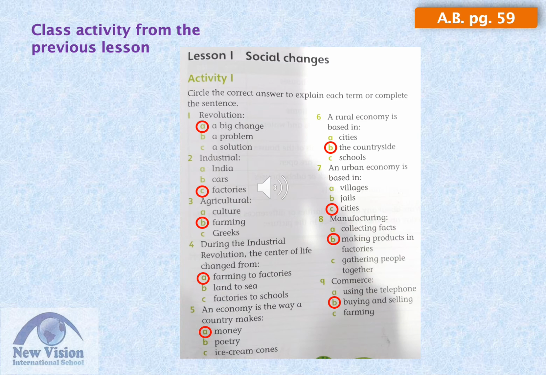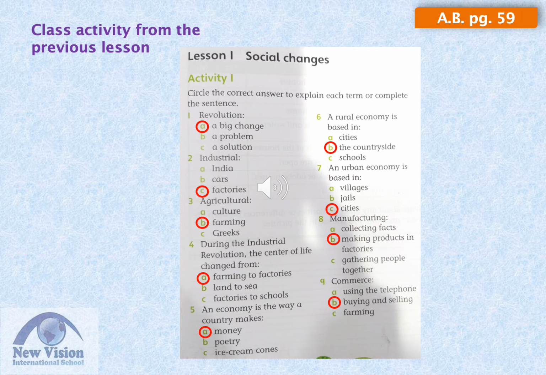Okay, number 2, industrial. Option A, India. Option B, cars. Option C, factories. What is the correct answer? Very good. Option C, factories. Okay, number 3, agriculture. Option A, culture. Option B, farming. Option C, grades. Okay, what is the correct answer? Option B, farming. Very good.